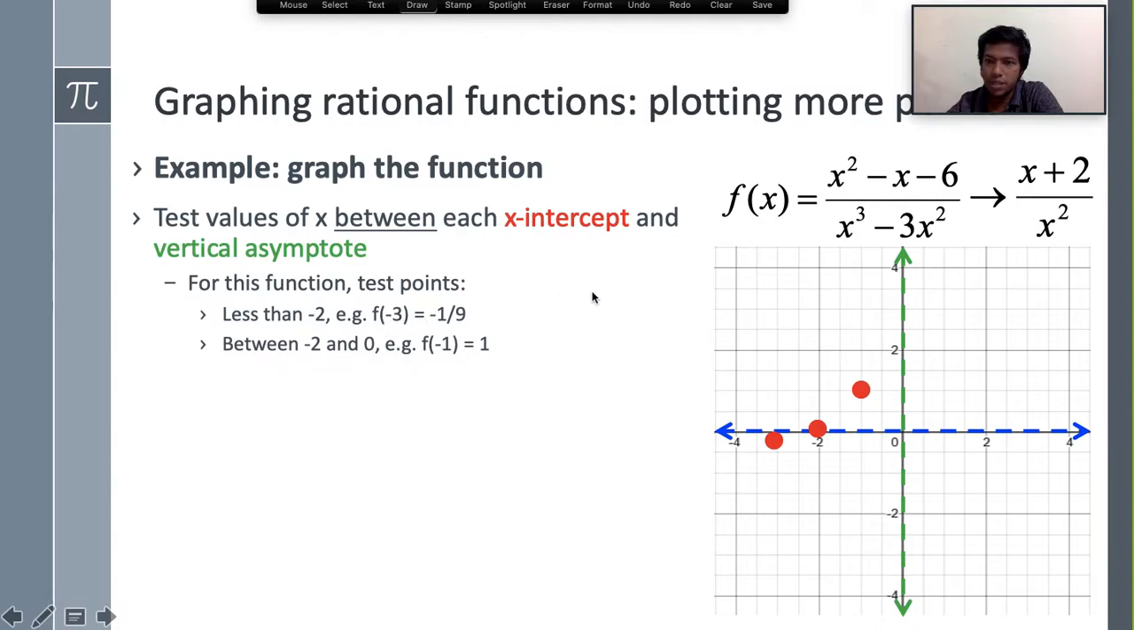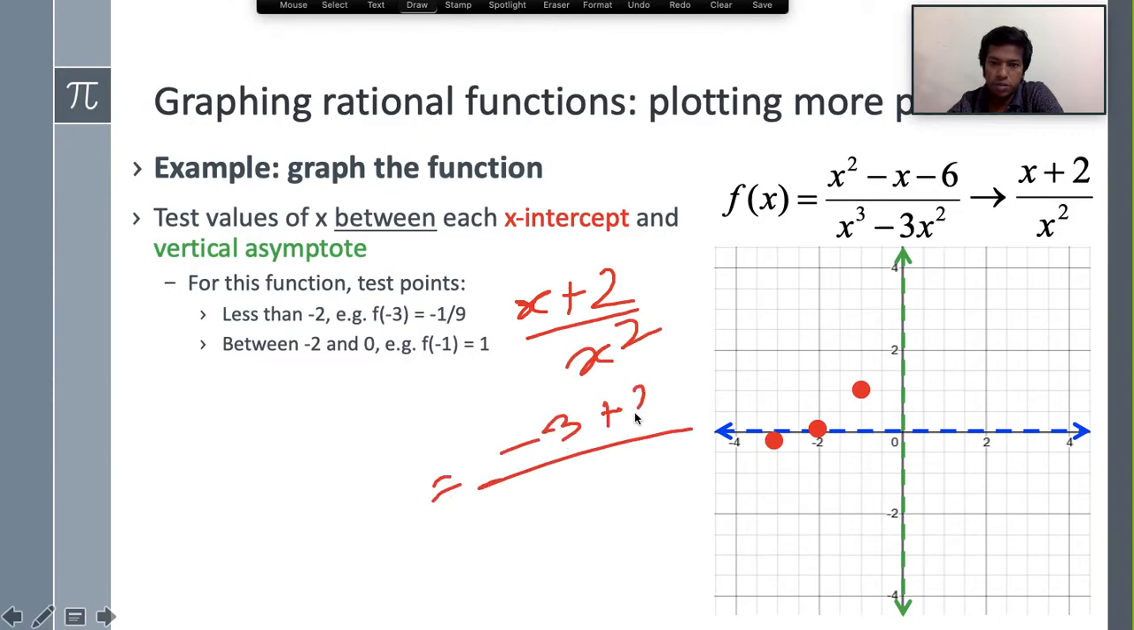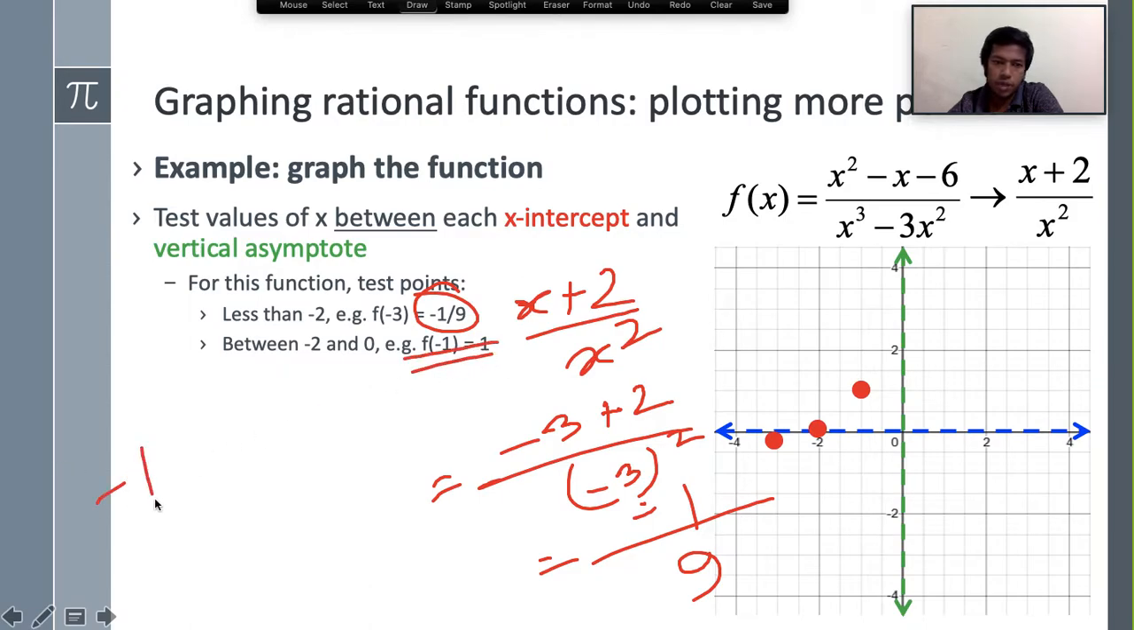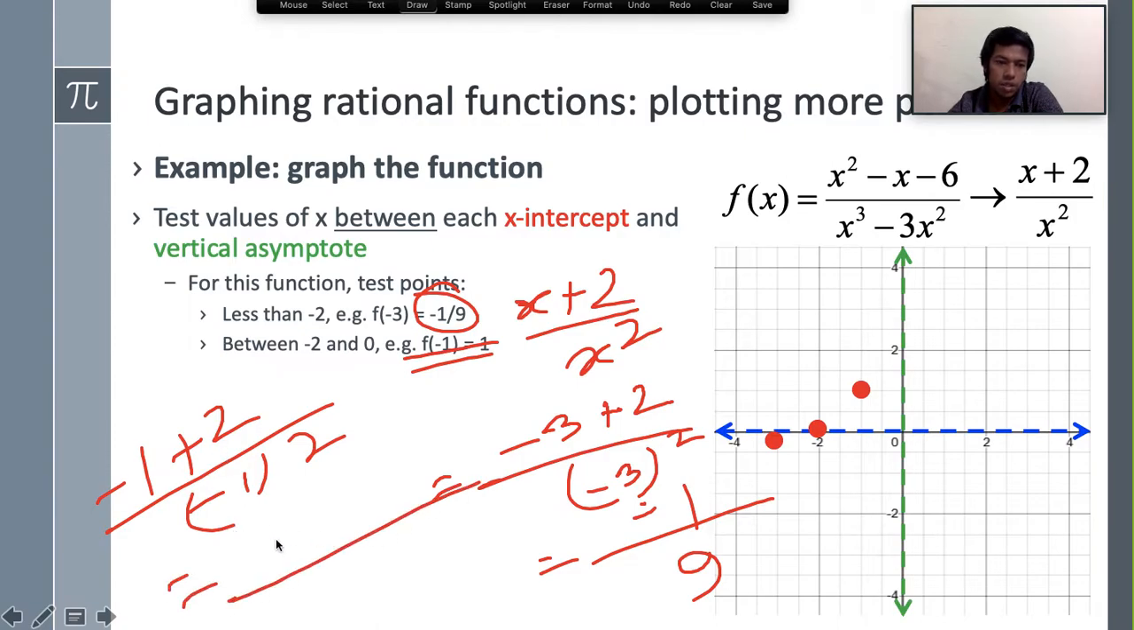Let's say we put minus 3 in x plus 2 divided by x squared. We get minus 3 plus 2 divided by minus 3 whole square. Minus 3 whole square means 9, and minus 3 plus 2 means minus 1, so minus 1 by 9. If you put minus 1, it becomes minus 1 plus 2 divided by minus 1 whole square, which is plus 1 divided by 1, so this equals 1. That's why at minus 1 this is plus 1, so minus 1 comma plus 1.